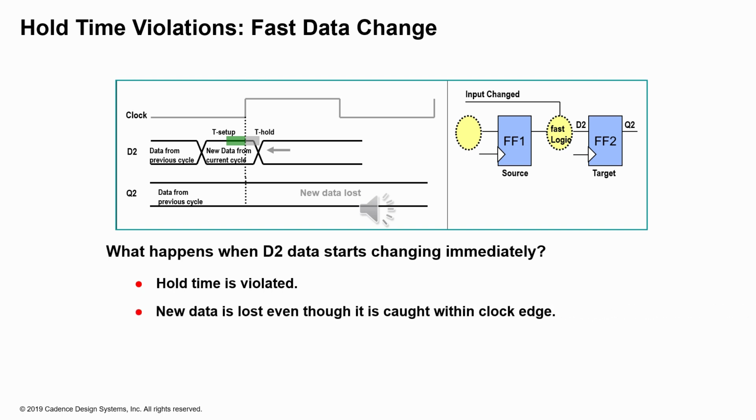So obviously what happens when the data changes immediately, you'll have a hold time violation, and even though it is caught within the edge, the data is actually still lost. This is why the hold checks are actually done at the same edge rather than doing it at the next edge. They are done at the same edge.